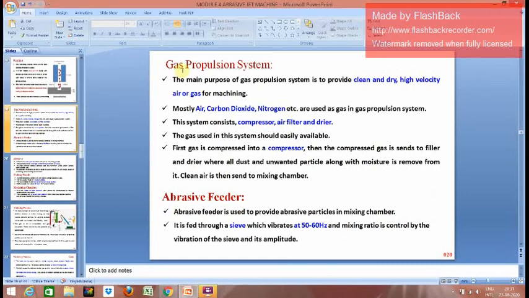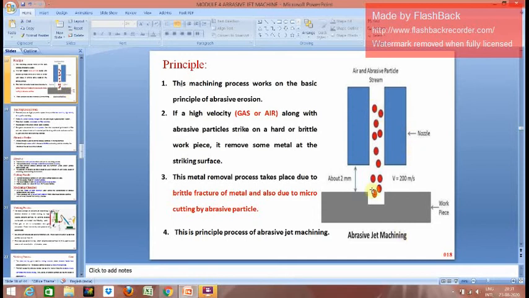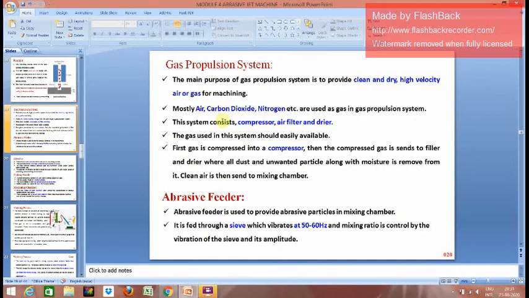Next, the gas propulsion system. In this abrasive jet machining process, the main purpose of the gas propulsion is to provide clean and dry high velocity air or gas for the machining process. So why are we using this gas propulsion? Once the abrasive particle strikes, it has to move with some force. The air plays the vital role in moving the abrasive particle from one point to another point in order to strike the surface. Mostly air, carbon dioxide and nitrogen are used in this gas propulsion system.